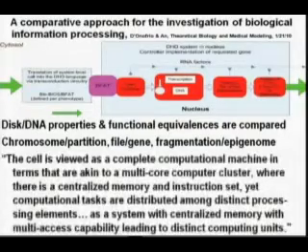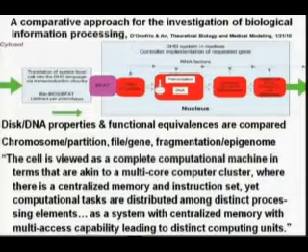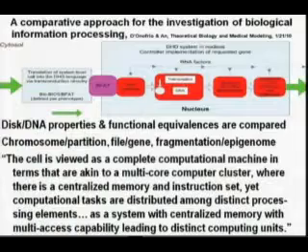So anyway, the cell can be viewed as a complete computational machine, akin to a multi-core computer cluster where there's a centralized memory and instruction set, and yet the computational tasks are distributed among the distinct processing elements. A system with centralized memory and multi-access capability leading to distinct computational units. So we have a multi-computer shared memory system.